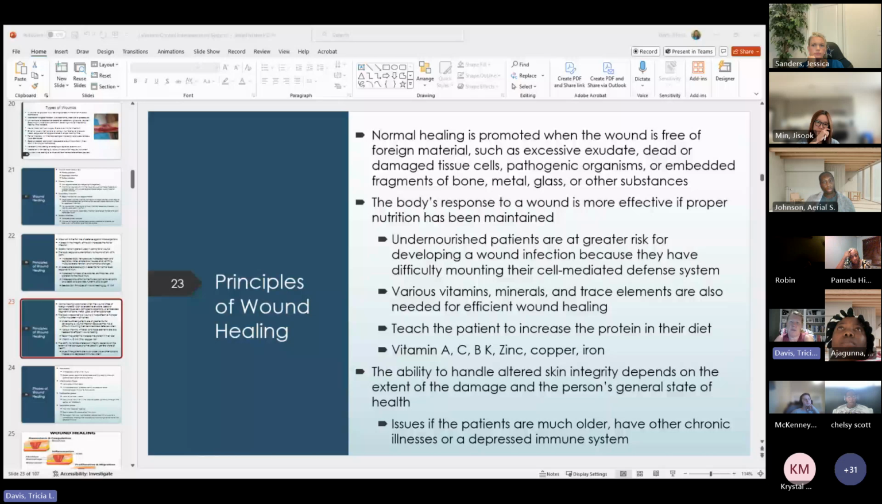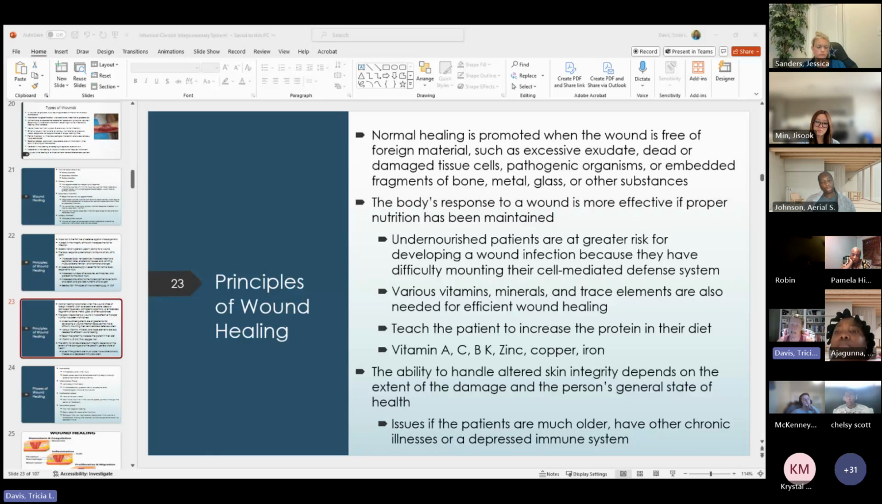The body's response to a wound is more effective if proper nutrition has been maintained. We talked about this a couple weeks ago when we talked about nutrition. Undernourished patients, we know, are at the greatest risk for a wound infection because they don't have a good immune system. They need a lot of different vitamins and minerals to promote wound healing. So we have to teach our patients how to increase protein in their diet, and we have to talk to them about what type of vitamins they need.